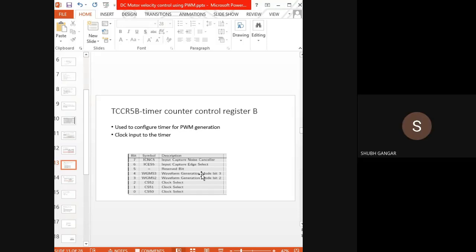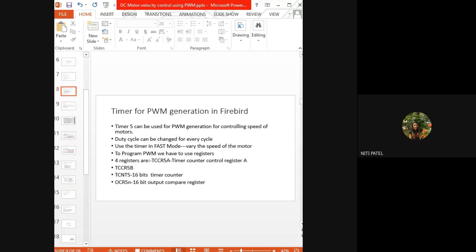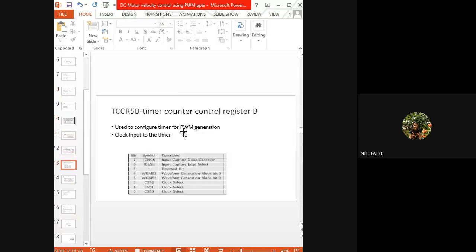Okay. Then next we have register B. Just like register A, we have register B also. What is this register B used for? It is used to configure the timer for PWM generation. So as I said, we use both the registers, register A as well as register B. Both are used with this timer 5 for generating the pulse width modulation waveform.